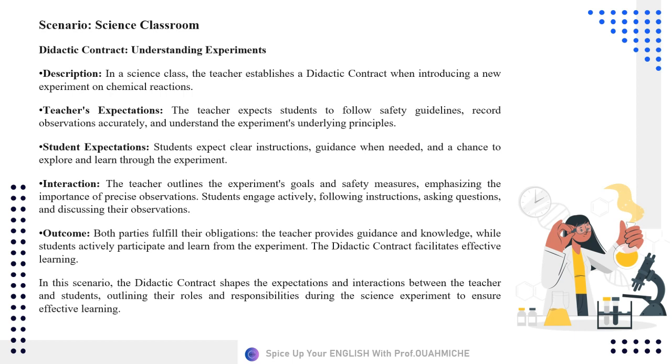The teacher outlines the experiment's goals and safety measures, emphasizing the importance of precise observations. Students engage actively, following instructions, asking questions, and discussing their observations. The outcome is that both parties fulfill their obligations: the teacher provides guidance and knowledge, while students actively participate and learn from the experiment. The didactic contract facilitates effective learning. In this scenario, the didactic contract shapes the expectations and interactions between the teacher and the student, outlining their roles and responsibilities during the science experiment to ensure effective learning.